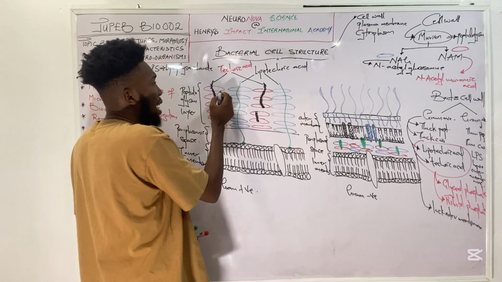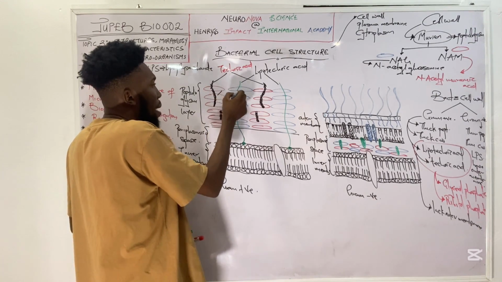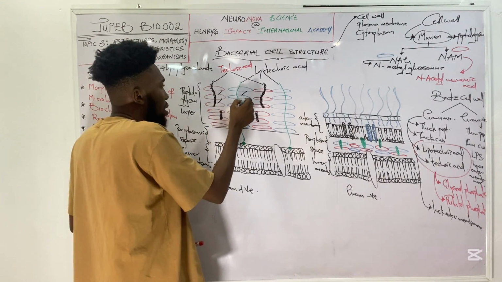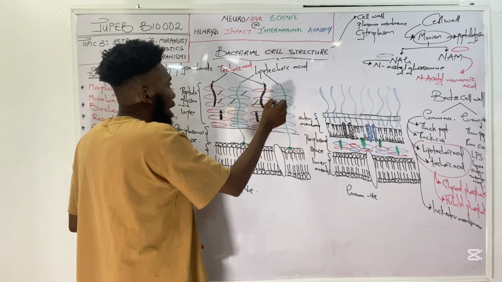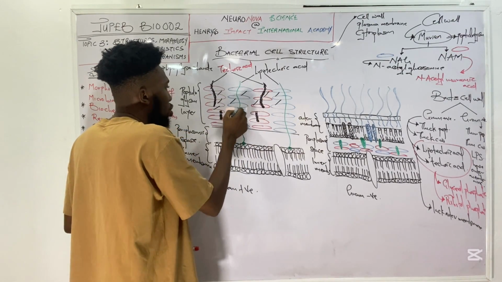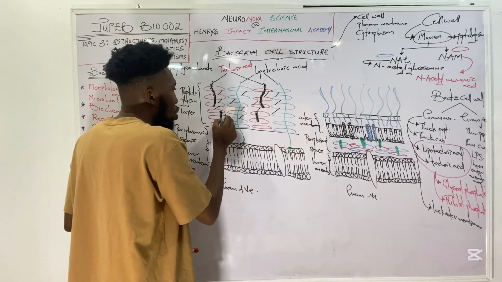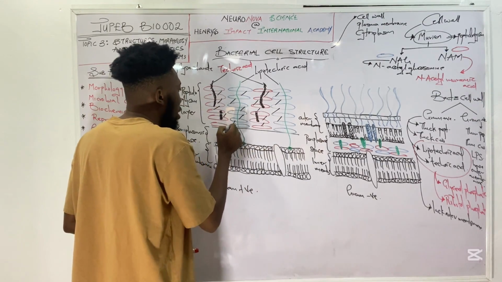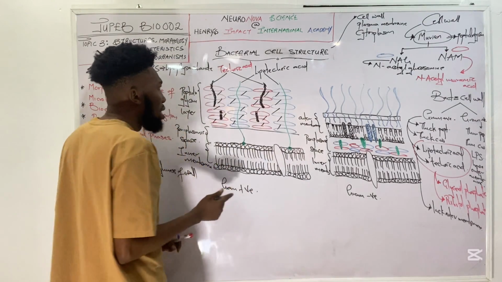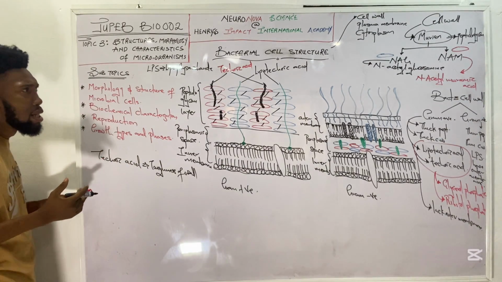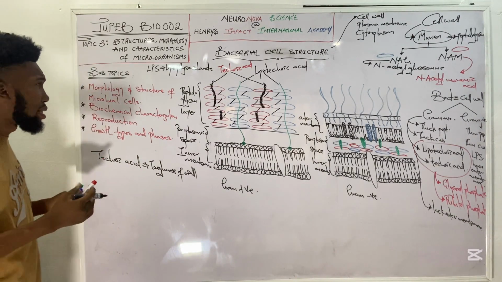Now, each peptidoglycan is actually linked to each other by peptide bonds as well. They are cross-linked with peptide bonds to each other. You just need to remember that. So the teichoic acid is just giving it more stability. Same thing with lipoteichoic acid, which gives stability and adherence.